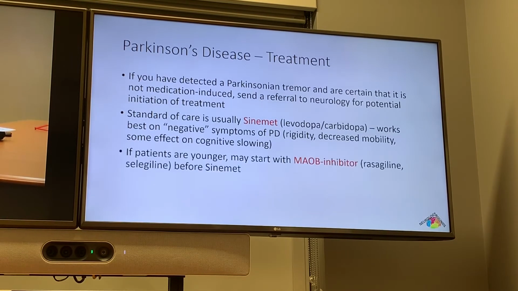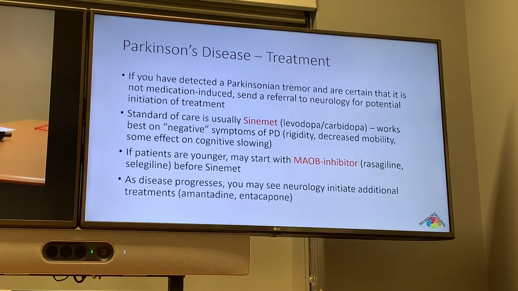If patients are younger, you may see some neurologists start with an MAO-B inhibitor, examples being rasagiline or selegiline, before initiating Sinemet. The reason it's not very frequently done anymore is, as some of you may know, they have horrible dietary restrictions that you need to obey. You can't eat aged cheeses, you can't go on certain medications that are serotonergically active, because you can get serotonin syndrome, and they're just very annoying in general. So usually you'll see Sinemet.